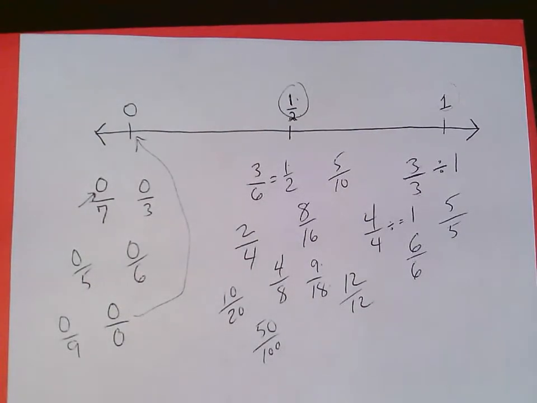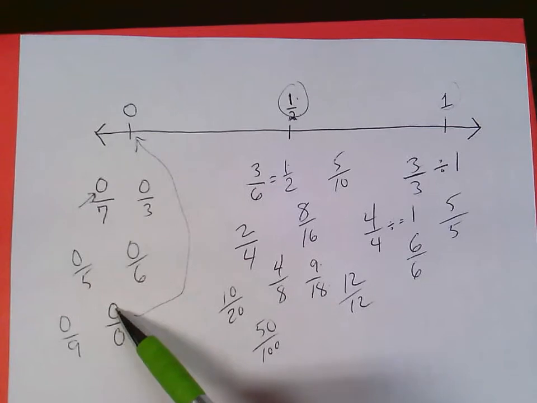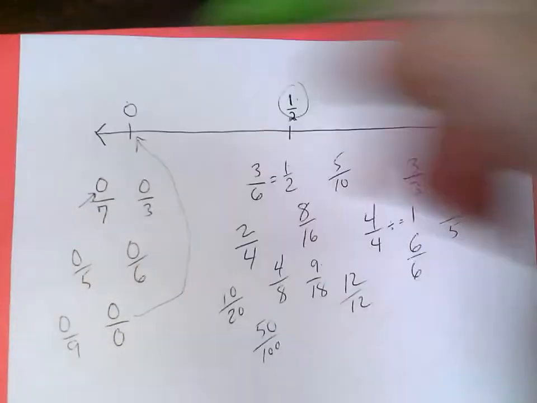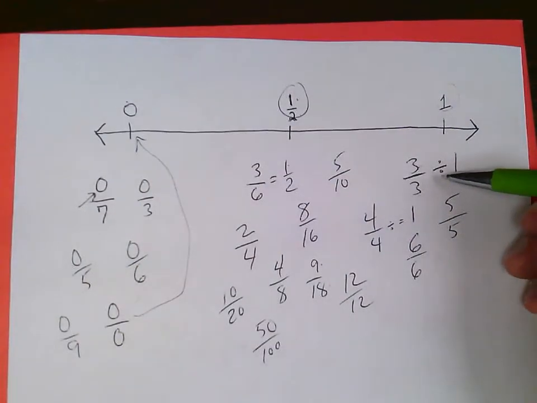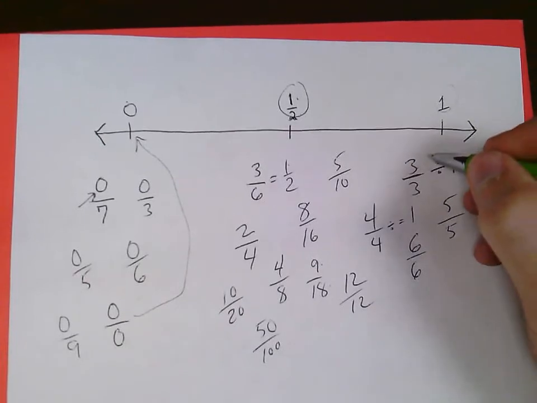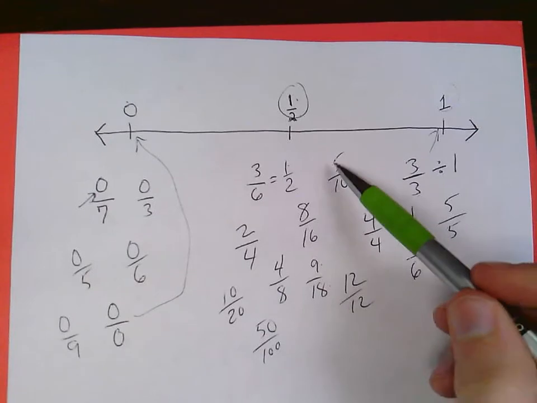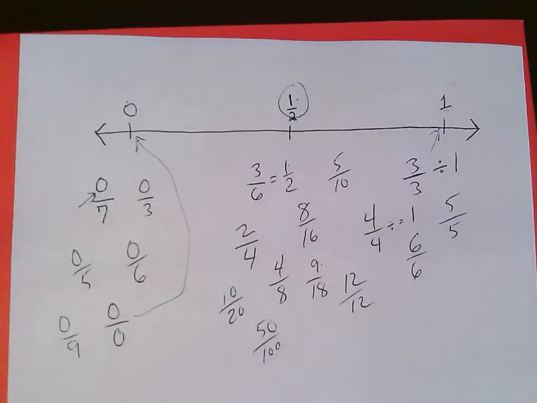So once again, anytime there's a 0 in the numerator, my fraction is going to be equal to 0. Anytime my numerator and denominator are exactly the same and they're not zeros, it's going to be equal to 1. And anytime my numerator is half of my denominator, my fraction is going to be equal to 1/2.